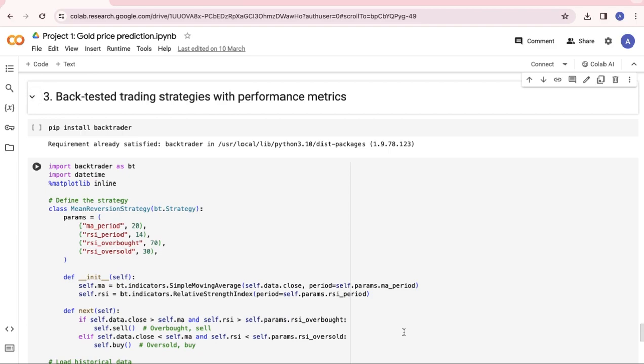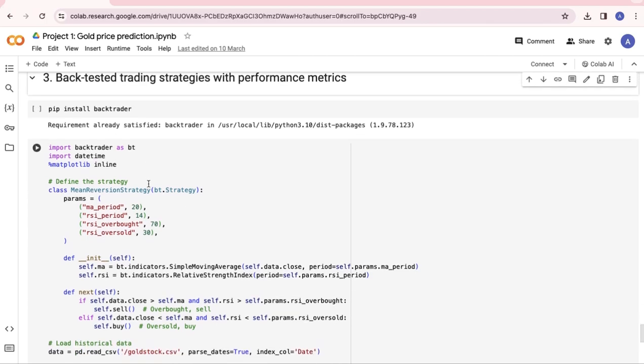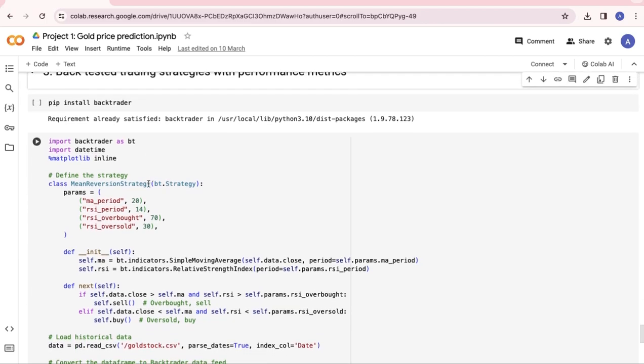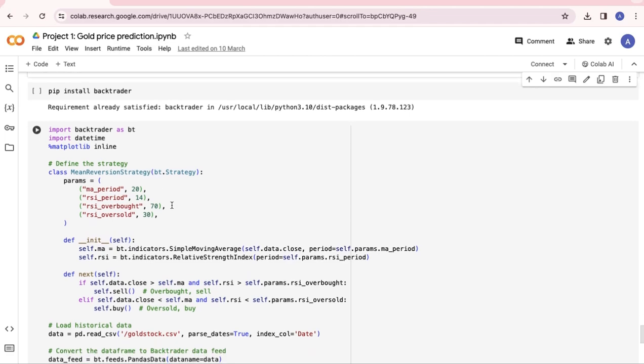I import the backtrader library, which is a popular Python framework for backtesting and trading strategy development. Then I import the datetime module, which provides classes for manipulating dates and times. Then I define a new class named MeanReversionStrategy, which inherits from the bt.Strategy class provided by the backtrader library. This class contains the logic for our trading strategy.